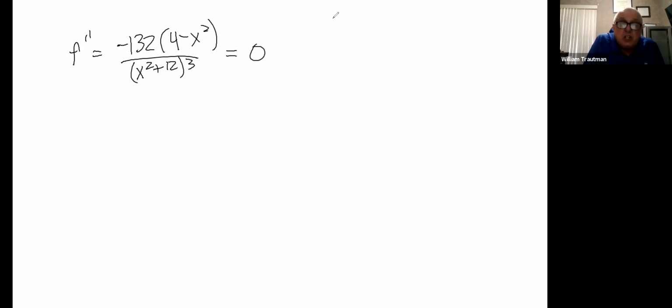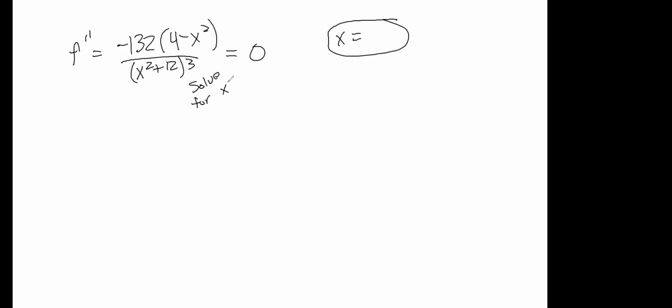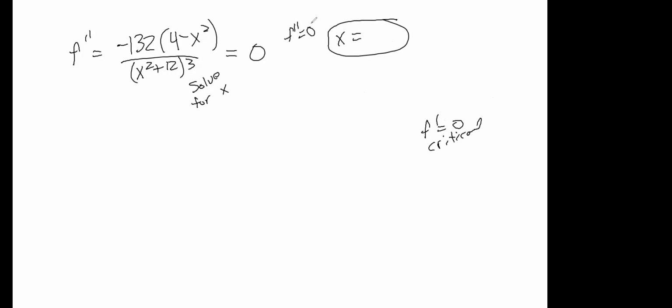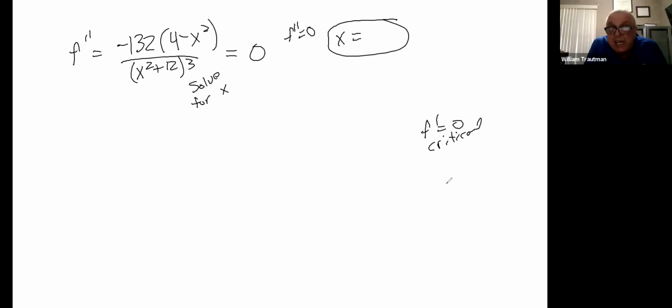When I set the second derivative equal to 0, can somebody tell me what the x values represent? What's another name for the x values I find? I have to solve for x, but what are the x values called? Are they the critical points? No, critical numbers is when the first derivative equals 0. That's what I wanted to make sure everybody understands. These are critical numbers, but we're finding when the second derivative equals 0. They're inflection points, exactly. When the second derivative equals 0, they're called inflection points.